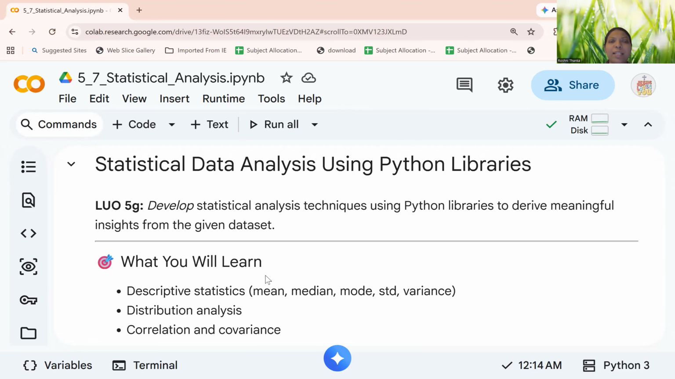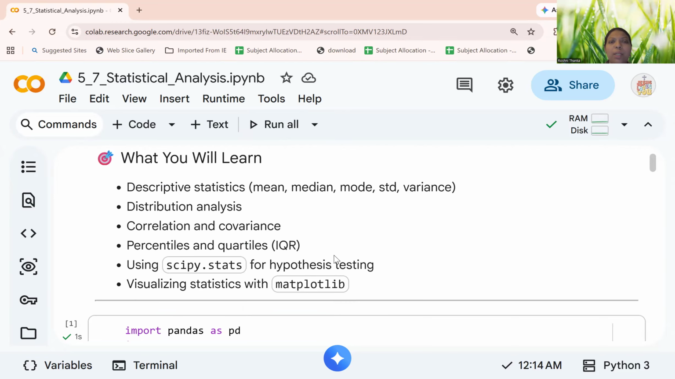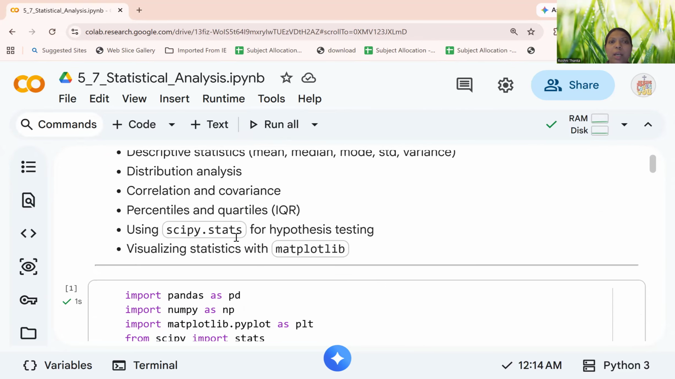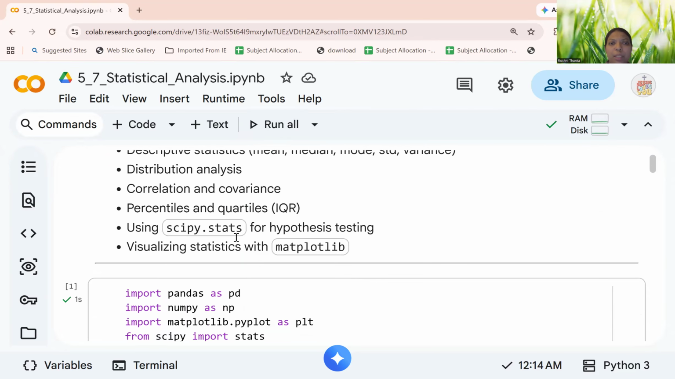Hello dear friends, in this video we are going to see statistical data analysis using Python libraries. What are the things we are going to see here in statistics? We are going to see how to find descriptive statistics like mean, median, mode, standard deviation and variance, and then how to do distribution analysis, how to find the correlation and covariance, and how to find the percentiles and quartiles.